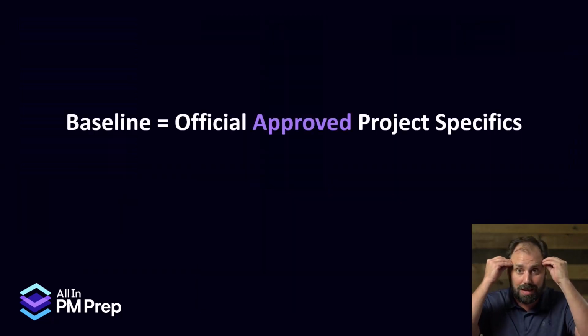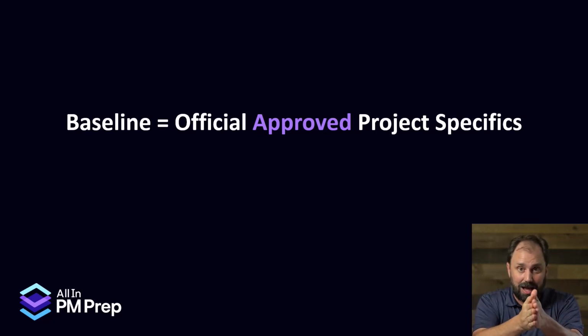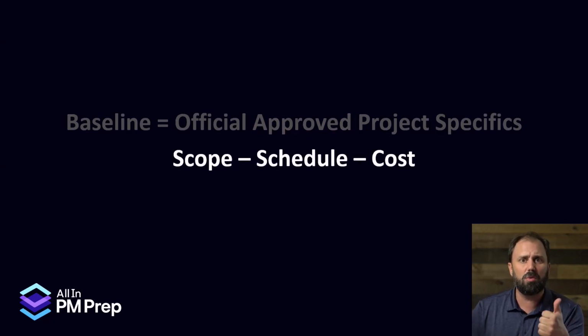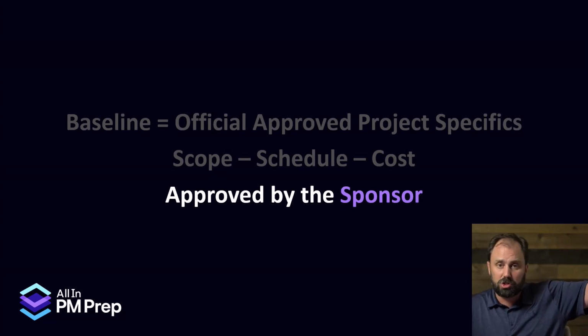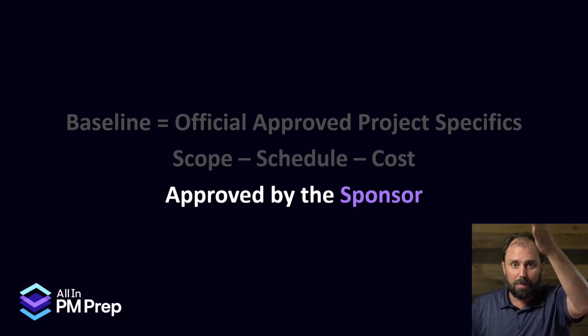Now, I want you to cement in your brain that the baselines, all 3 of them, are the official approved project specifics, okay? The scope, the schedule, the cost, the absolute essentials of what we're going to do. No ambiguity there, clear on paper. That's what we're doing. It's approved by the sponsor. Sponsor approves the charter. Sponsor approves the baselines, okay?